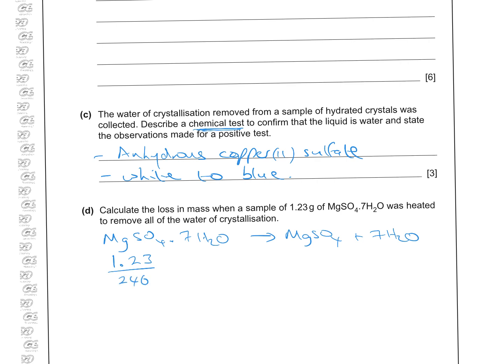If you're not sure how to do that, work out this bit. So the magnesium's 24, 32 and 4 times 16. And then you add on 7 times 18. That all comes to 246. So that equals 0.005 moles. So then if you look at the ratio, you can see that it is a 1:7 ratio.